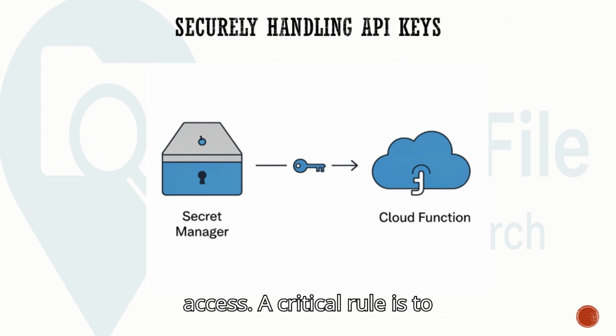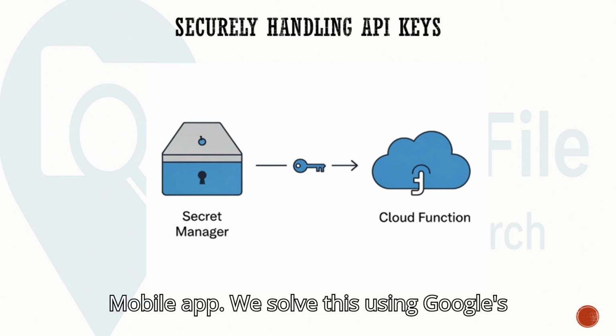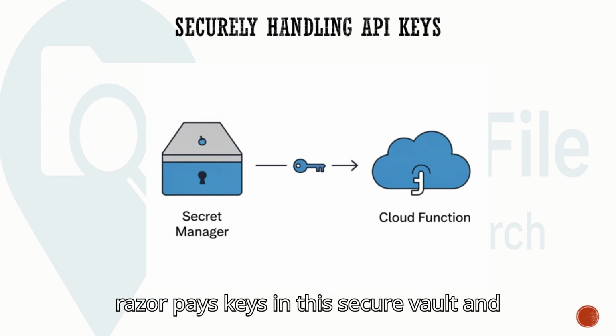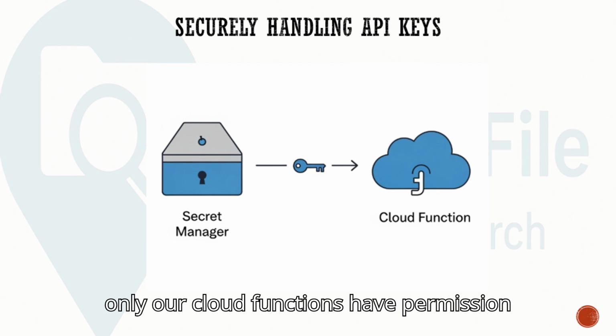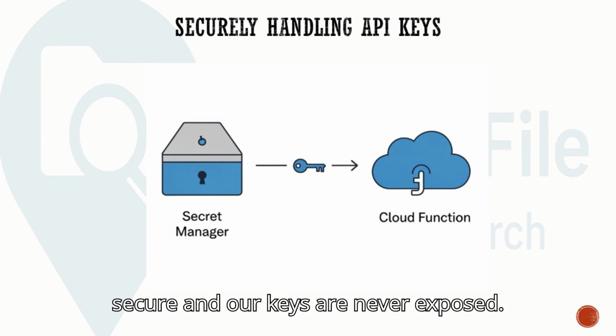A critical rule is to never store secret API keys in our mobile app. We solve this using Google's Secret Manager. We store our sensitive Razorpay keys in this secure vault, and only our cloud functions have permission to access them. This ensures our app is secure and our keys are never exposed.